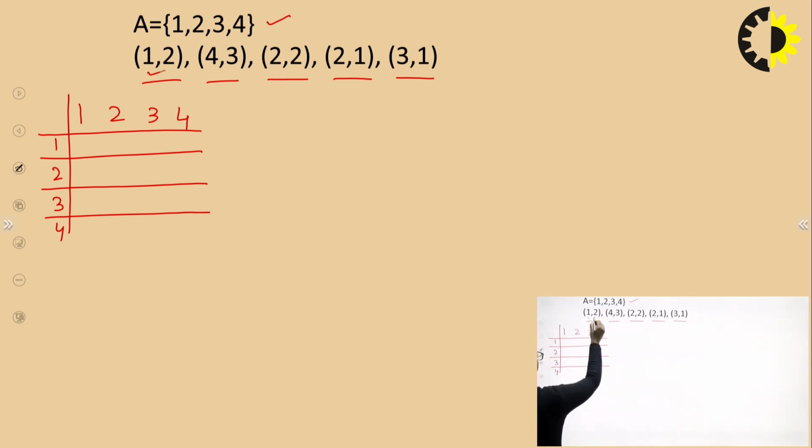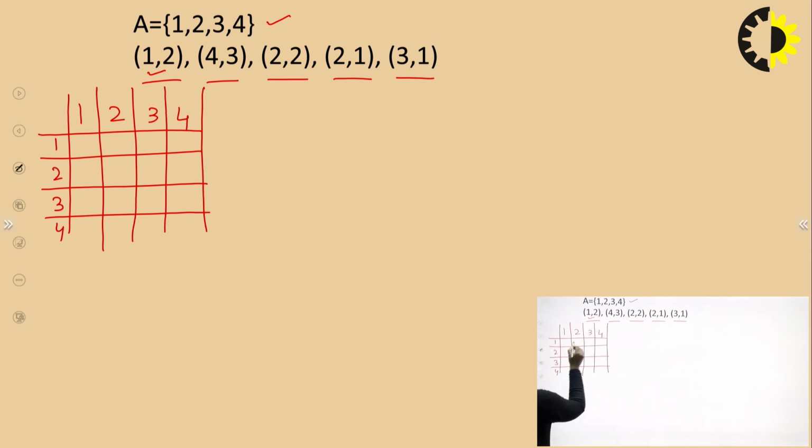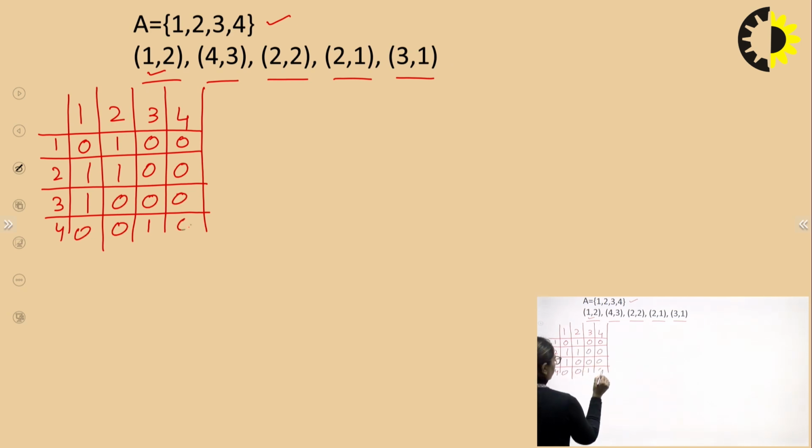Now the first relation is 1 and 2, right? For 1 and 2 we will put 1 here, for 4 and 3 we will put 1 here, for 2 and 2, 1 here, for 2 and 1, 1 here, and for 3 and 1, 1 here, right? Rest all the values we will take as zeros. In this way we will make the full matrix, right?